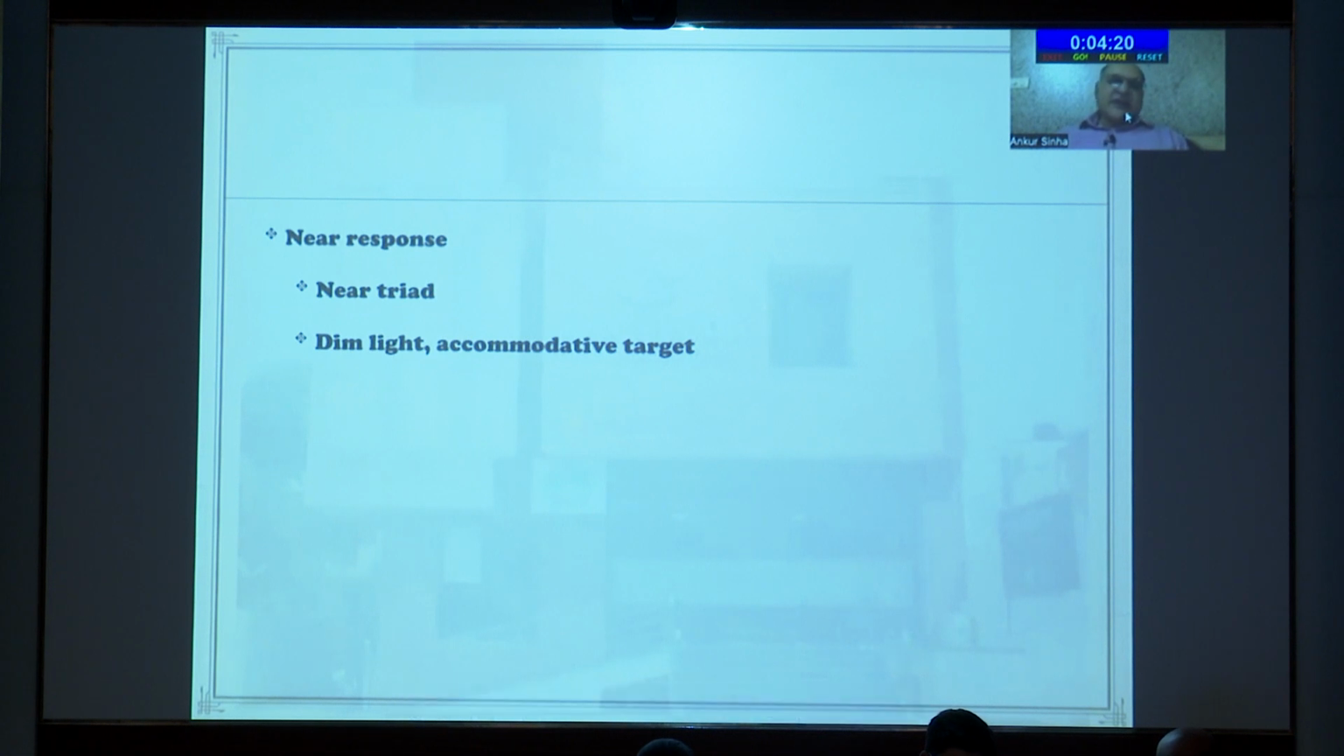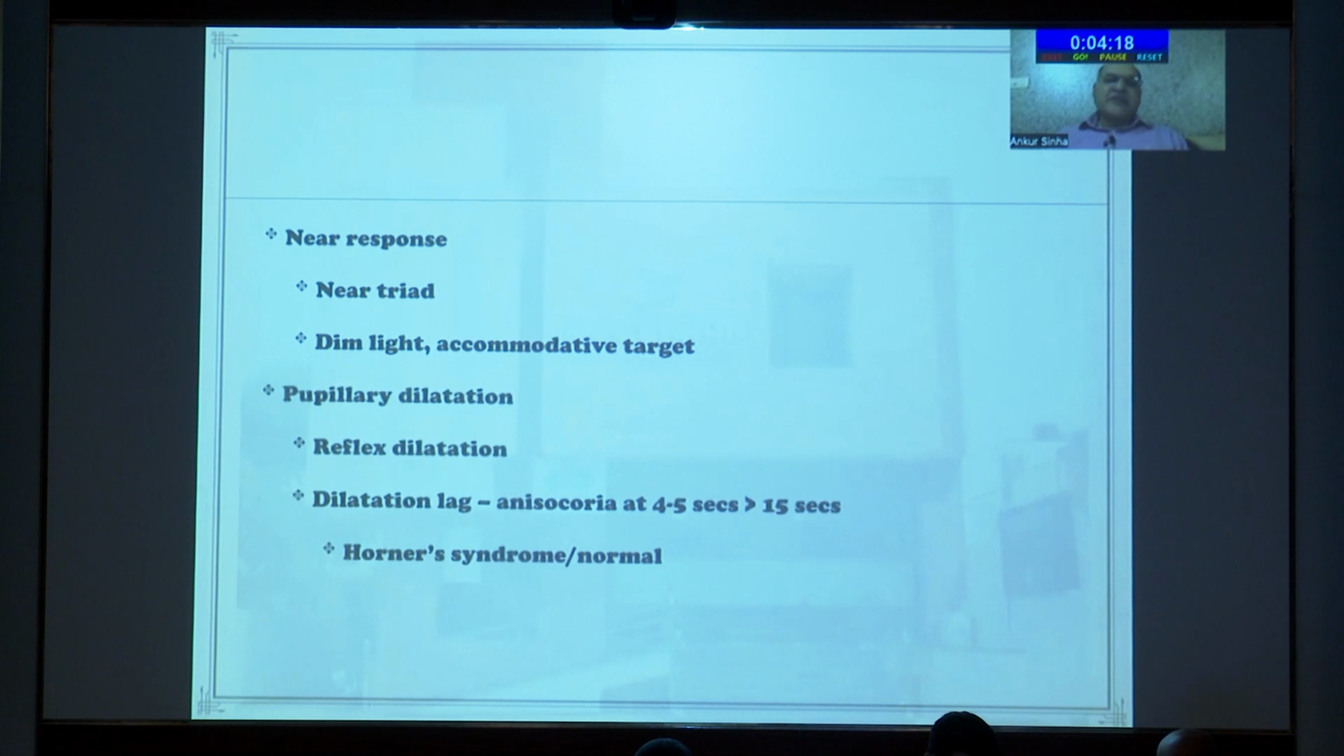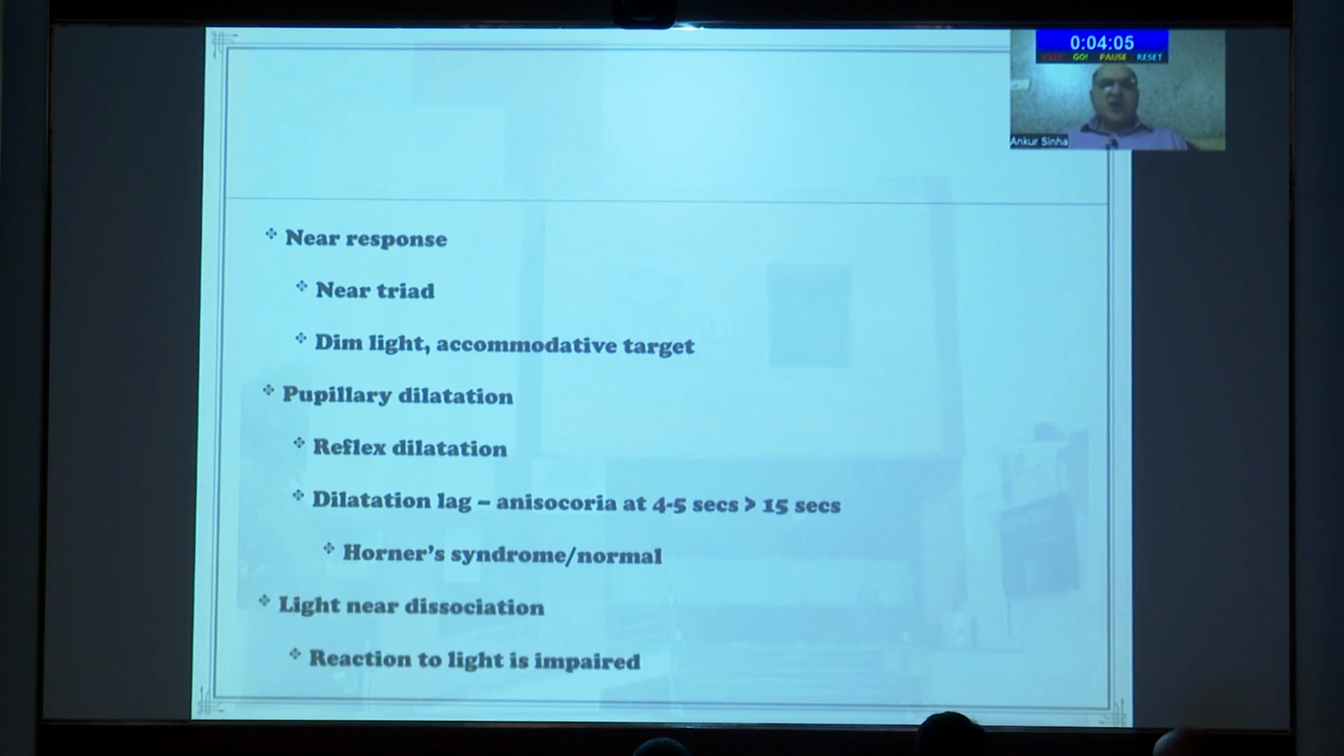Check for the near response, that is, the near triad of miosis, convergence, and accommodation. Use dim light and an accommodative target for the same. Check the pupillary dilatation. Also check the reflex dilatation to sudden noise or painful stimulus. Dilatation lag with anisocoria can be seen in patients with Horner syndrome, and it can sometimes be normal. Check for light-near dissociation, where the light reaction is almost always impaired.